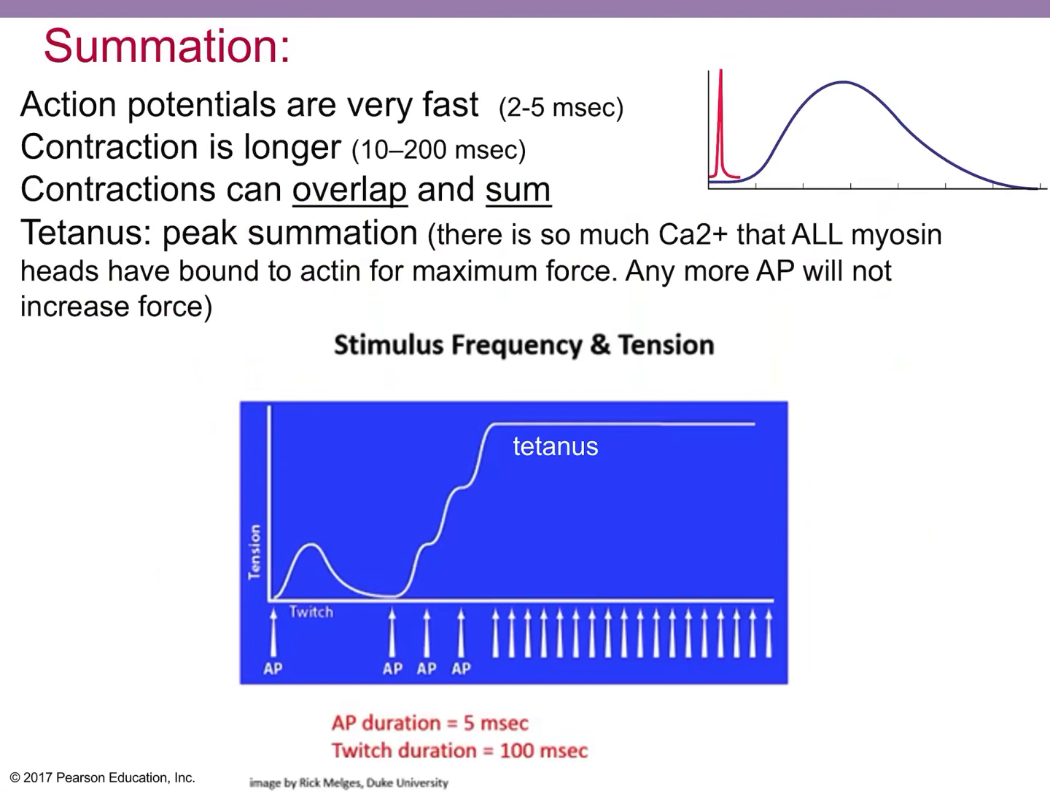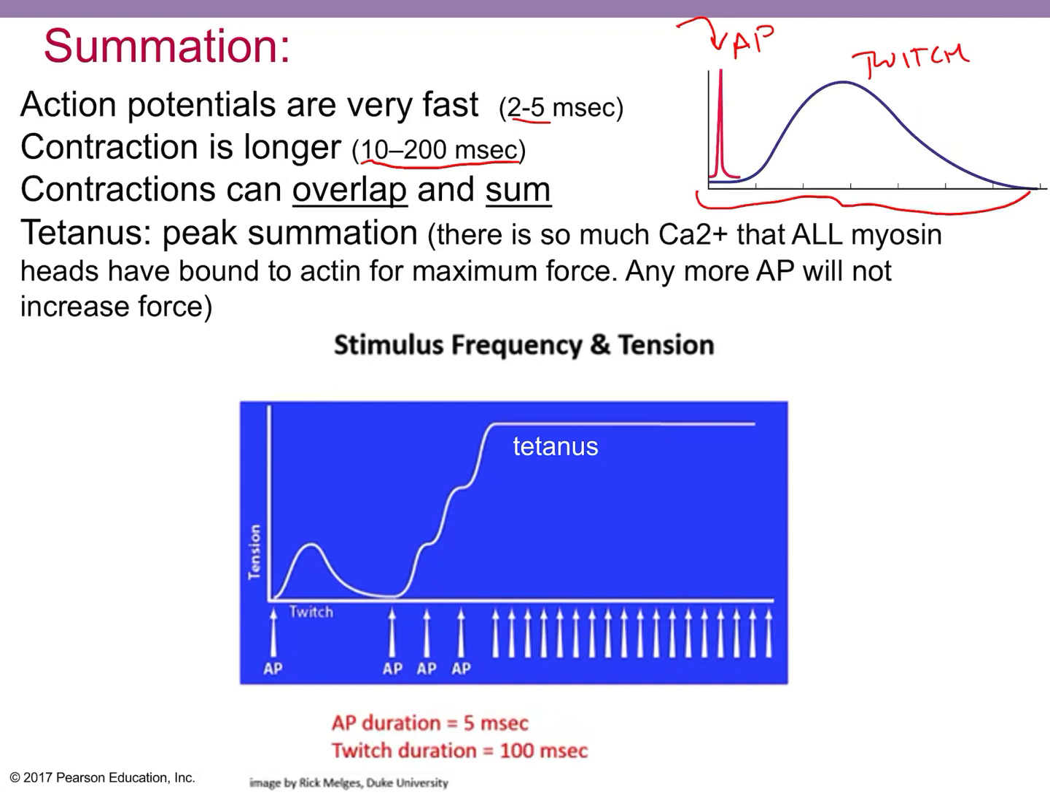The second one is summation. When action potentials come in really quickly, the twitches can overlap and they can sum. Let's take a look. Action potentials are really fast. The message coming in from your nervous system lasts anywhere from 2 to 5 milliseconds. That signal causes your muscle fiber to contract, but the whole twitch cycle, the lag, the contraction, the relaxation, takes a lot longer, 10 to 200 milliseconds. We can see the overlap here, the pink being the action potential and this being your twitch.